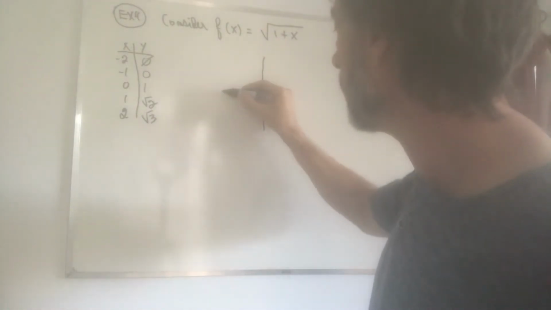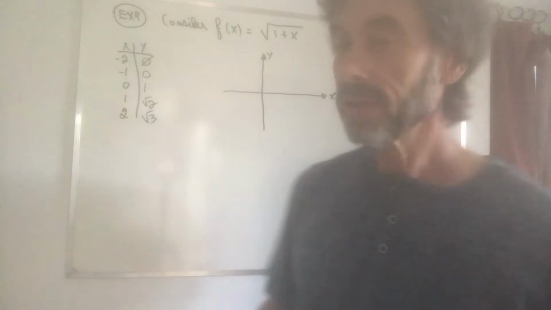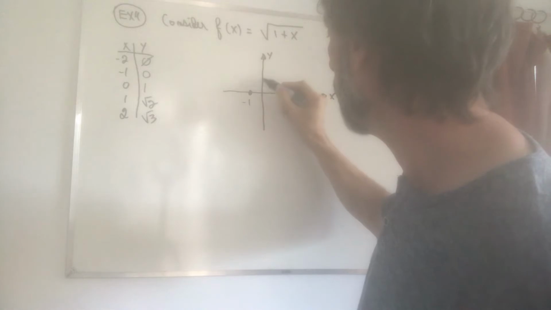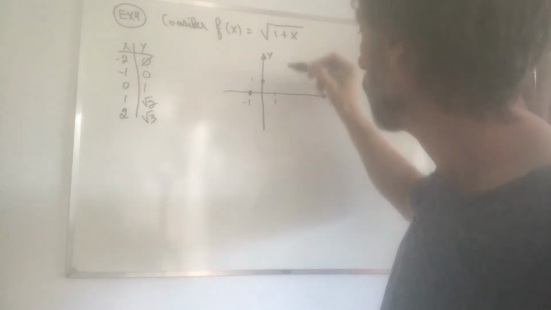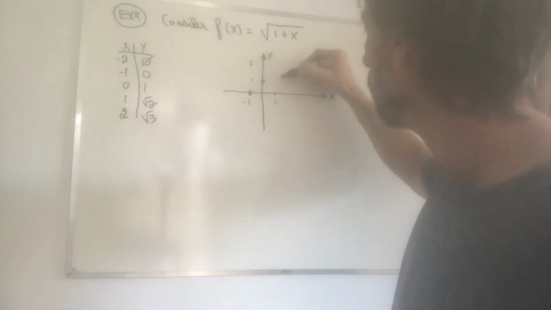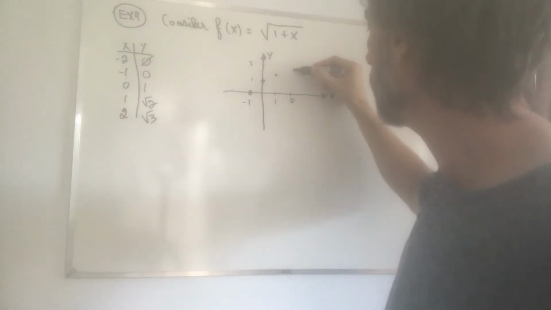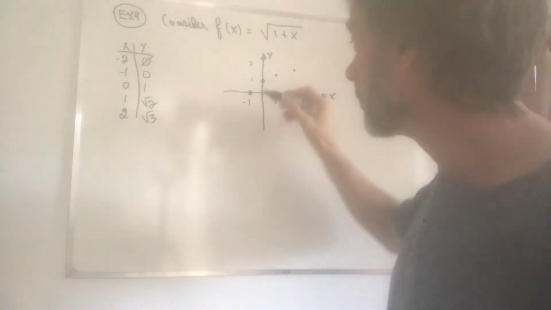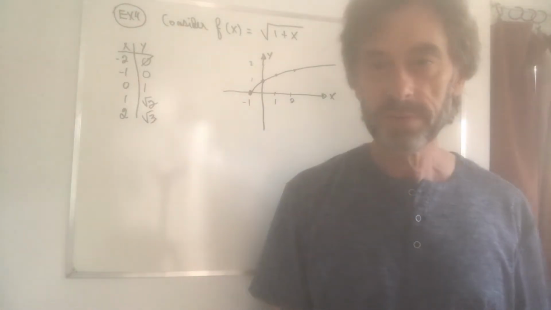So graphically speaking, what do I get? -1, 0, 0, 1, 1. Root 2 is 1.4 ballpark. So if we put 2 here, we're going to get something like this. And then 2, root 3, a little bit more like that. And if you join the points, you're going to recognize the old high school shape of a square root, right?